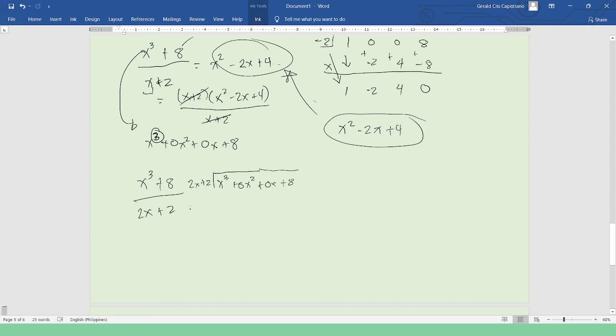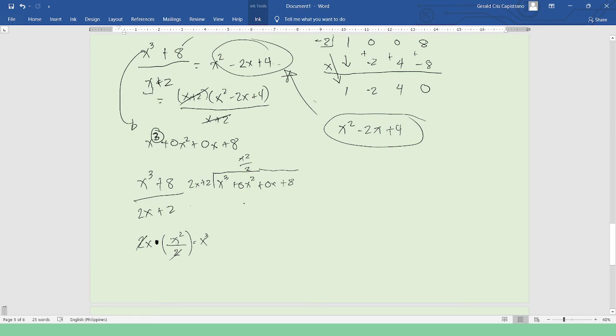So, mangyayari, para makancel yung x cube, kailangan mo lang mag-multiply dun sa 2x nung magpapa-x cube sa kanya. So, kailangan natin i-divide, mawala yung 2. So, divide natin by 2. Kailangan natin ito ay maging x cube. So, multiply natin sa x squared. Okay. So, anong next na mangyayari? Multiplication yan. Okay. So, cancel yung 2. Then, we'll have x cube. So, ilalagay natin dito ay x squared over 2. Okay?